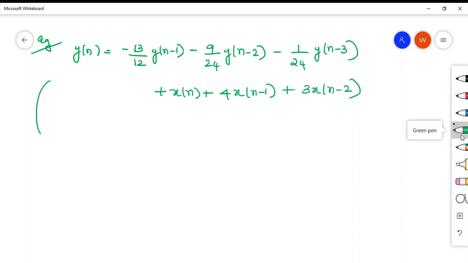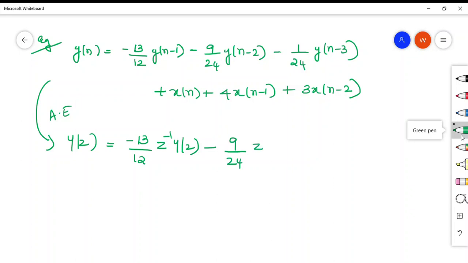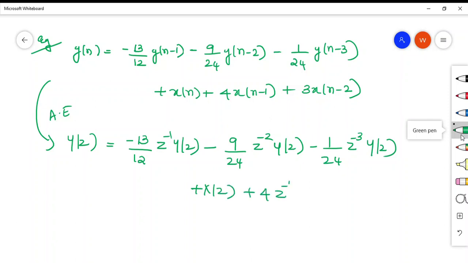Now you convert this particular difference equation into an algebraic equation using the Z transform. So y of n is written as y of z, that is equal to minus 13 by 12 z inverse y of z minus 9 by 24 z raised to minus 2 y of z minus 1 by 24 z raised to minus 3 y of z plus x of z plus 4 z inverse x of z plus 3 z raised to minus 2 x of z.